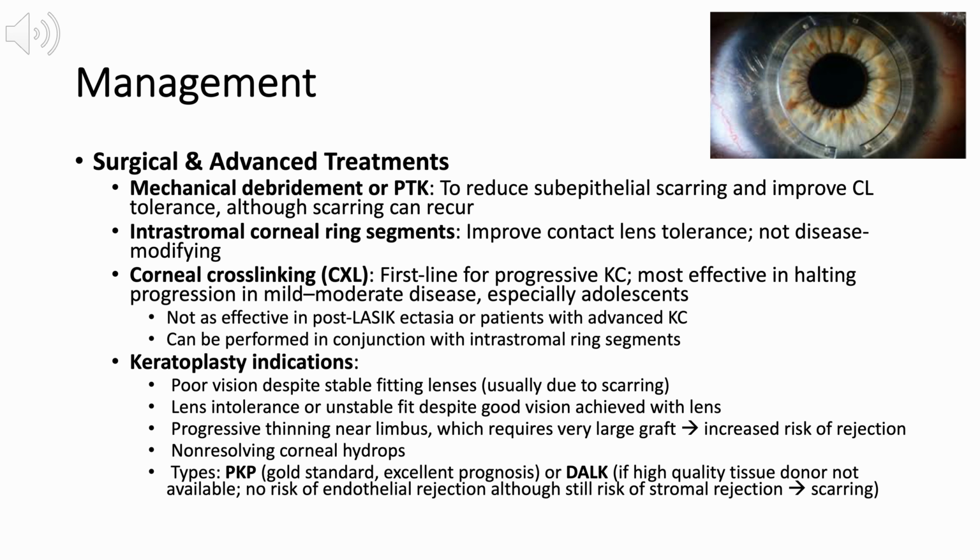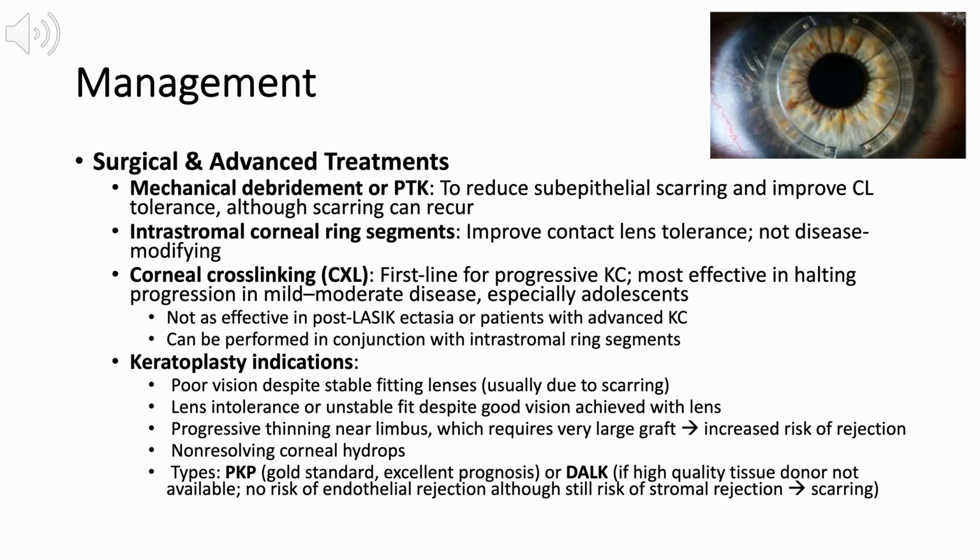Of note, it is less effective in advanced keratoconus or in post-LASIK ectasia. It can also be performed in combination with ring segments for a synergistic effect. Finally, for advanced disease, we consider keratoplasty. Indications include poor vision despite well-fitted lenses, lens intolerance, unstable fit, progressive thinning near the limbus, or non-resolving corneal hydrops.